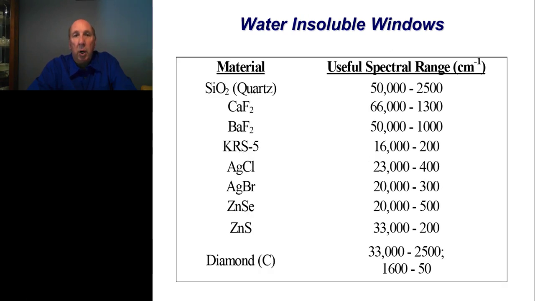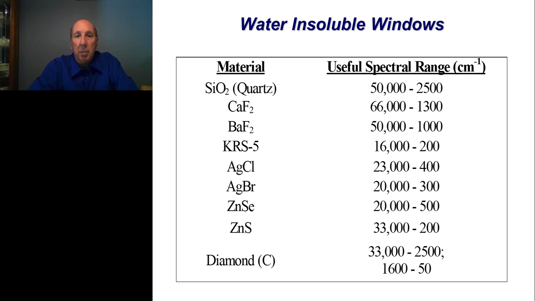And we go to the water-insoluble windows. We have quartz, calcium fluoride, but see, we're starting to lose some spectral range because of the cutoffs that occur in active areas of the infrared spectrum. So quartz, calcium fluoride, and barium fluoride are going to reduce the effectiveness of the technique because we're going to lose a good portion of the mid-infrared spectrum.